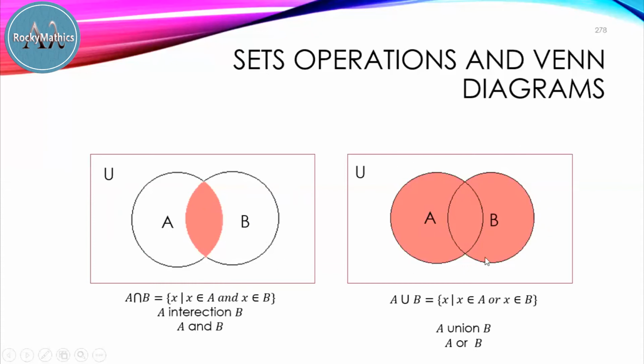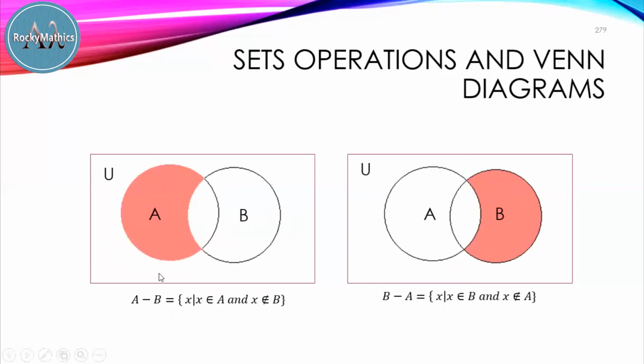In this example, we have A union B, meaning we combine all the elements in A and all the elements in B. So this is equal to the set of X such that X in A or X in B. We call that A union B, or A or B. Okay, the combination of the set A and the set B.